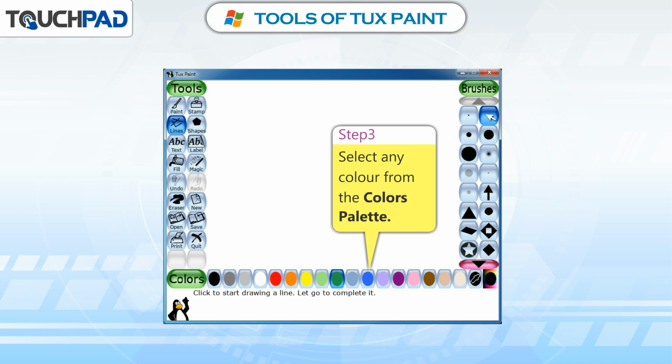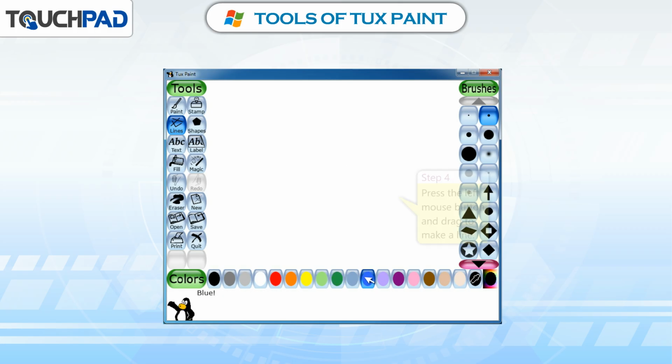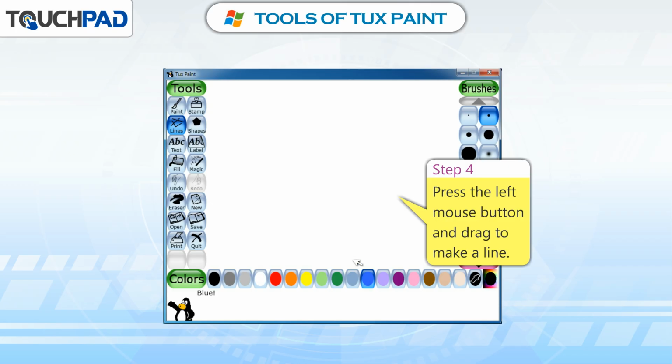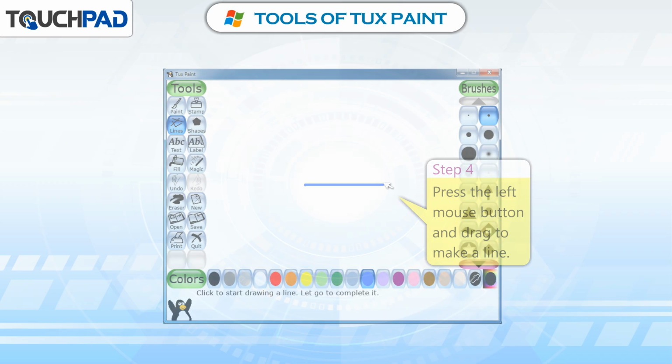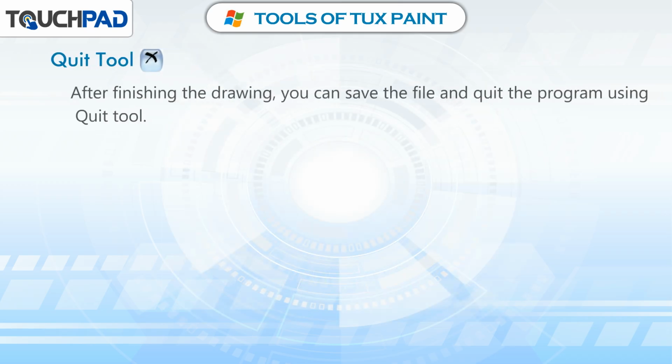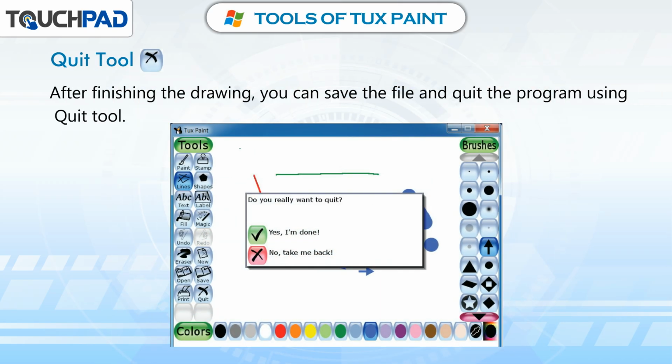Step 3. Select any color from the colors palette. Step 4. Press the left mouse button and drag to make a line. Quit tool. After finishing the drawing, you can save the file and quit the program using Quit tool.